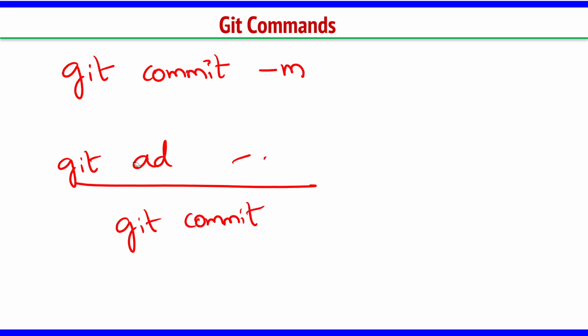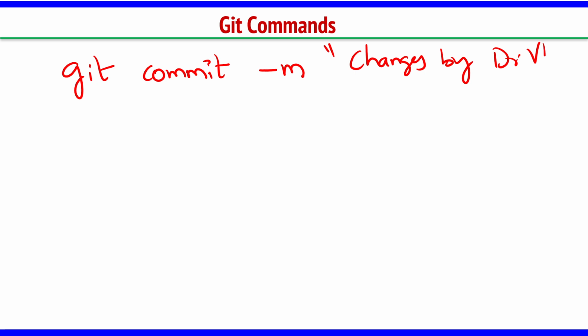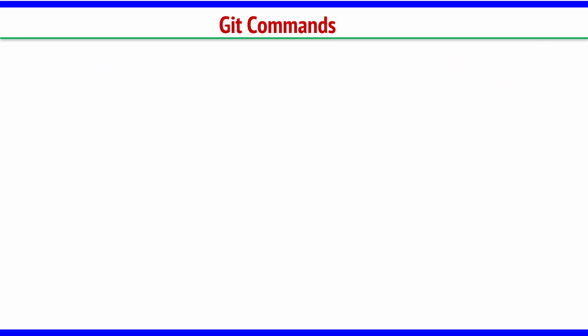But if I give -m, I can write a message. This message is useful for you to track why you made that commit. Okay, right? Changes by Dr. VR for business requirement number 153. Like this we can write a message. Okay, this is git commit.